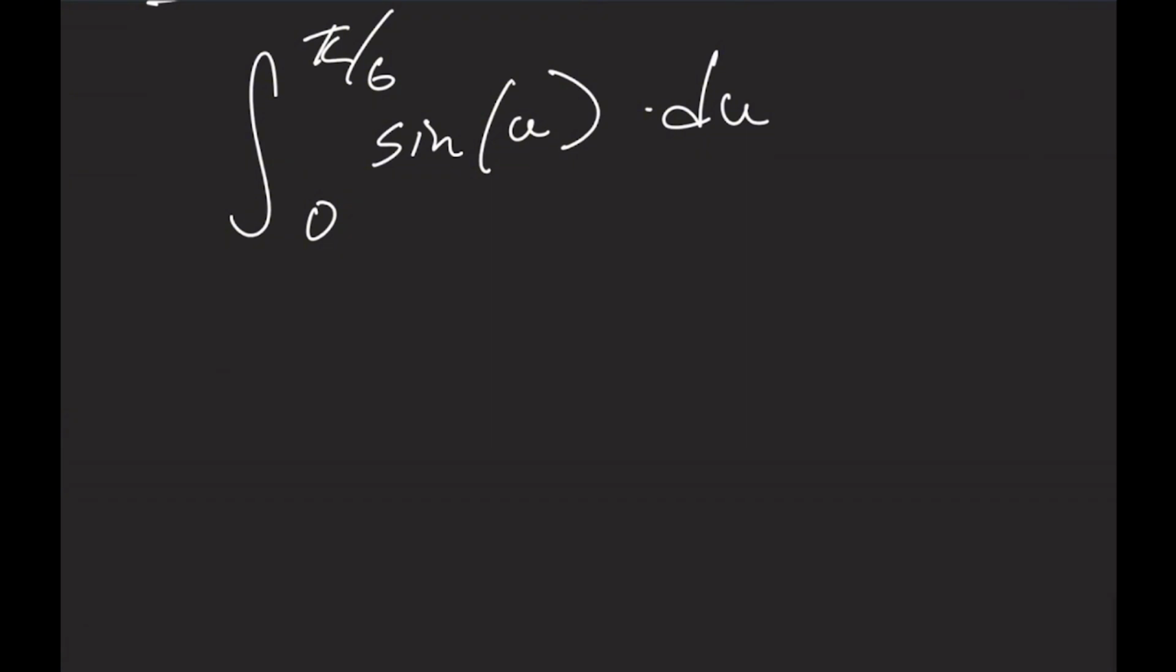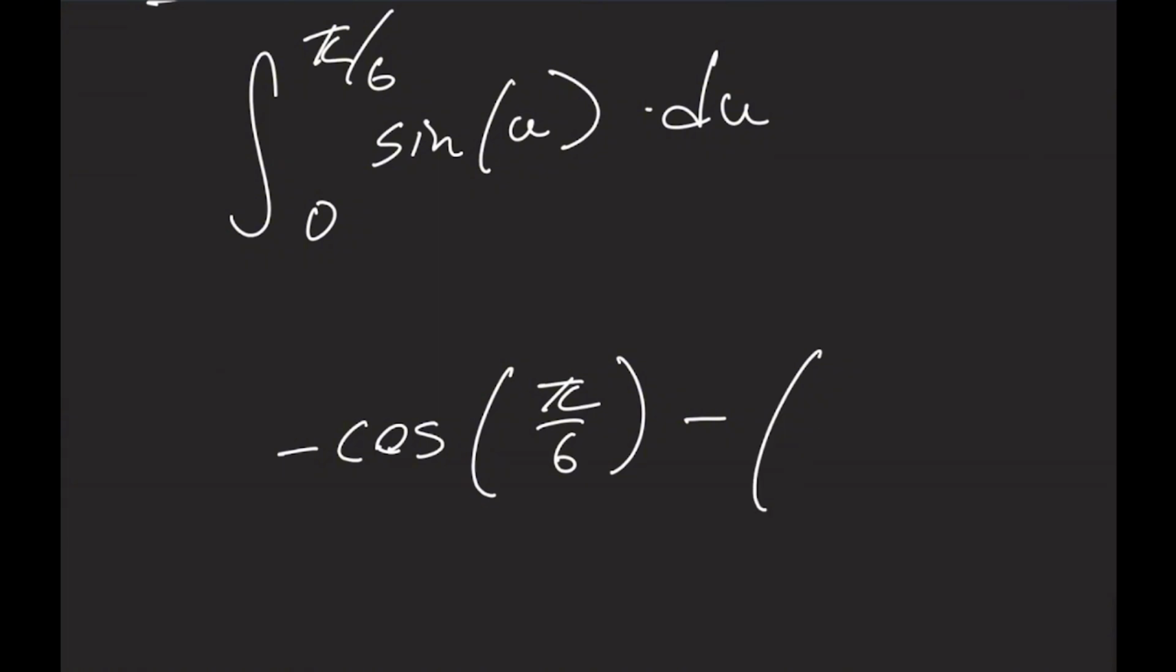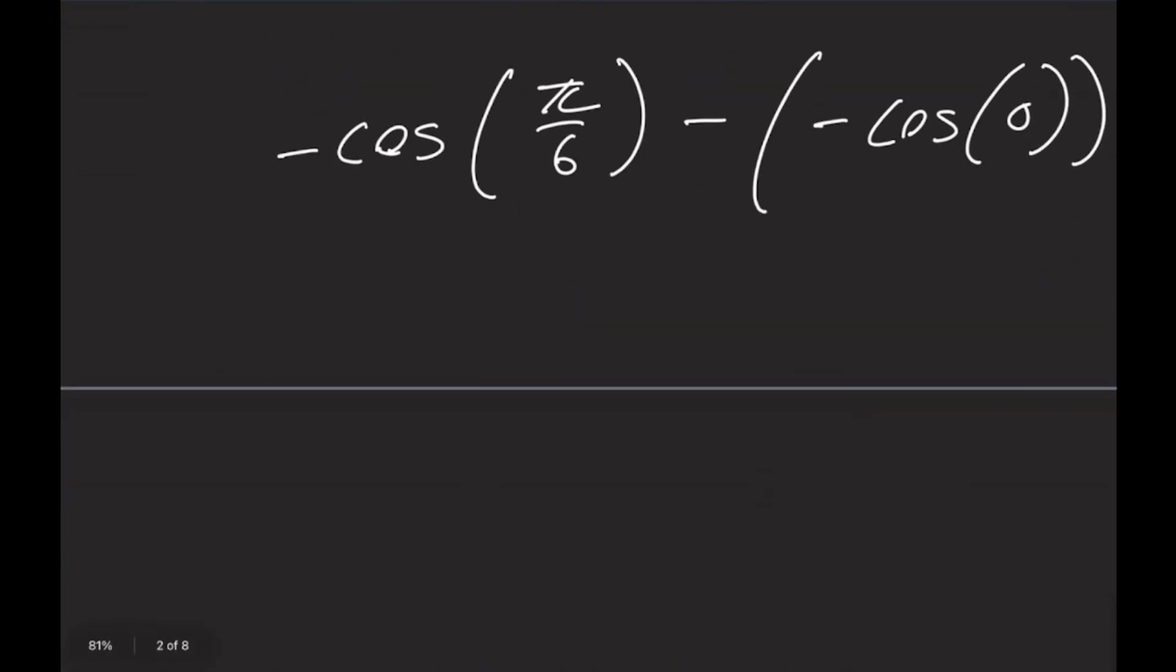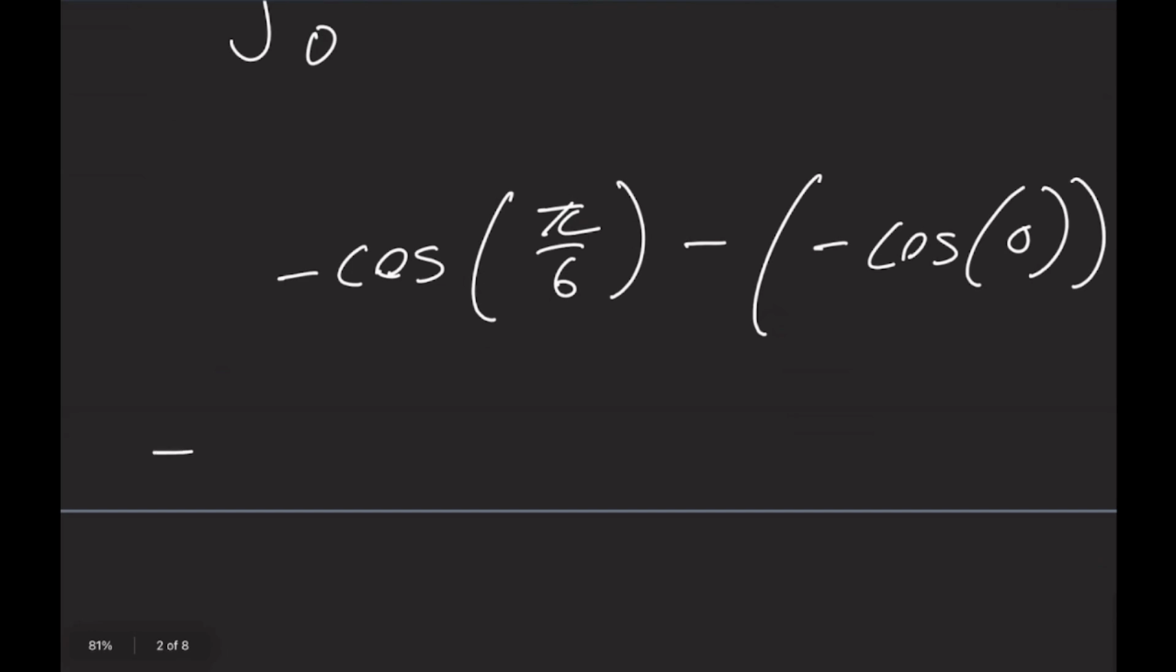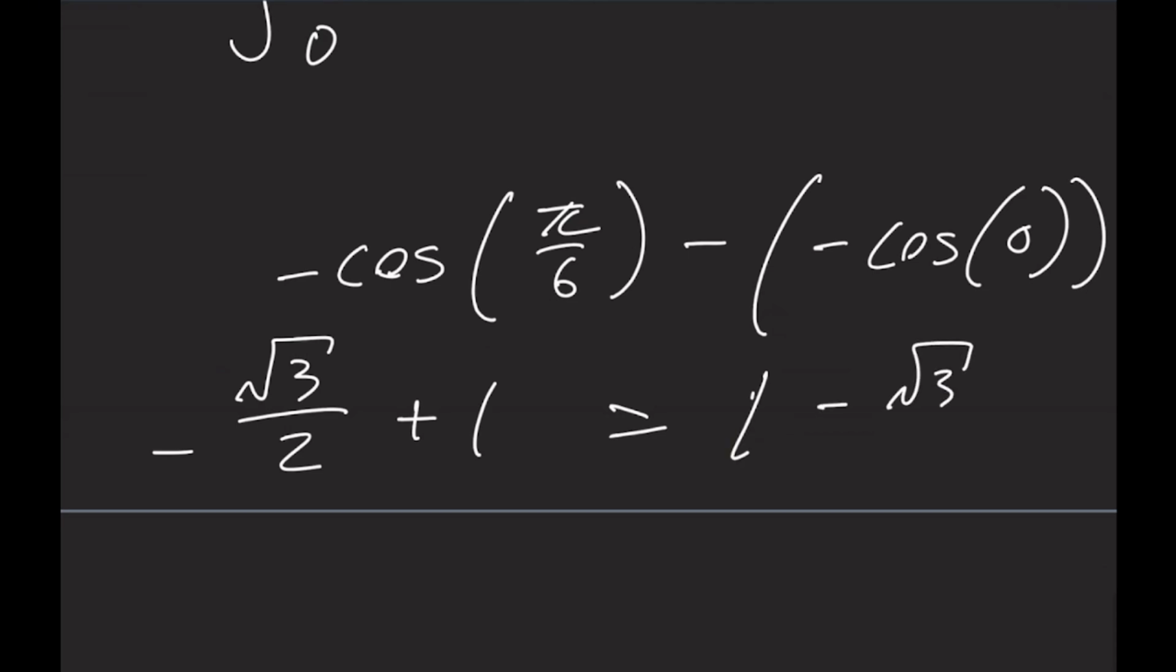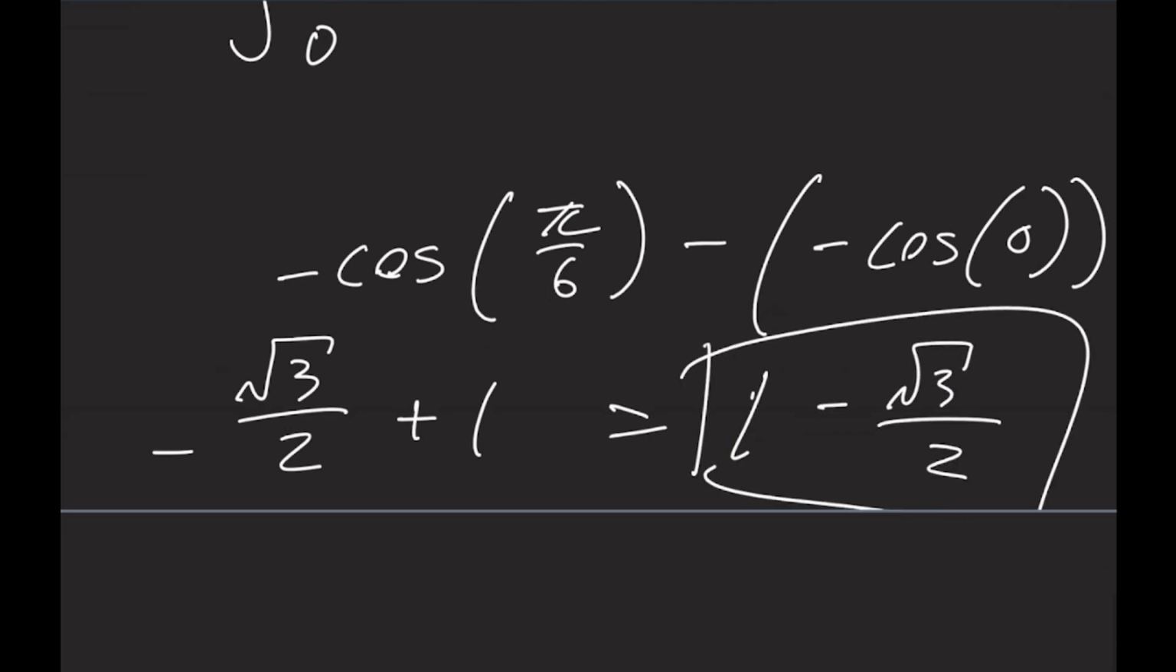Alright, how do we antidifferentiate this? The antiderivative of sine is equal to negative cosine. And then since this is an integral, we have pi over 6, and then we minus negative cosine of 0. There we go. And then negative cosine of pi over 6 is going to be equal to this. And then we minus cosine of 0, which is 1, negative 1, so minus negative 1, which is plus 1. So it's equal to 1 minus root 3 over 2. Final answer. Done.